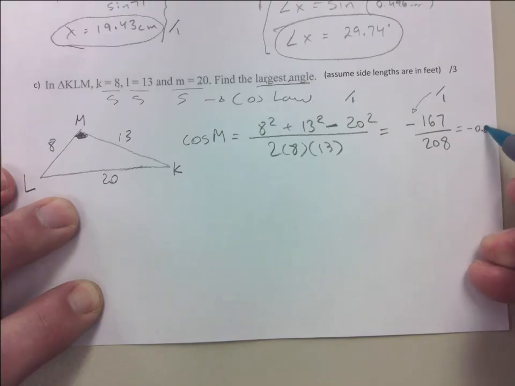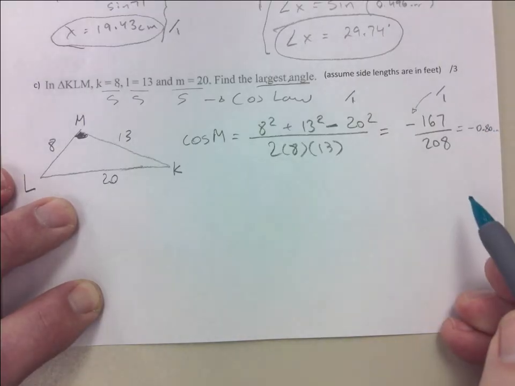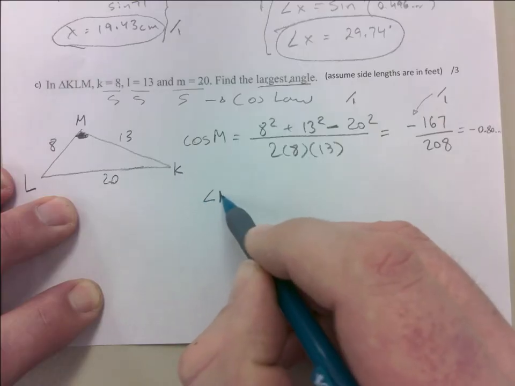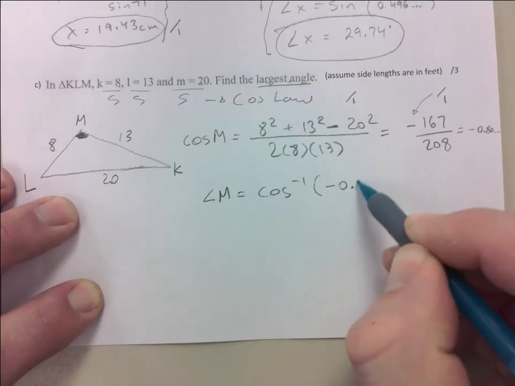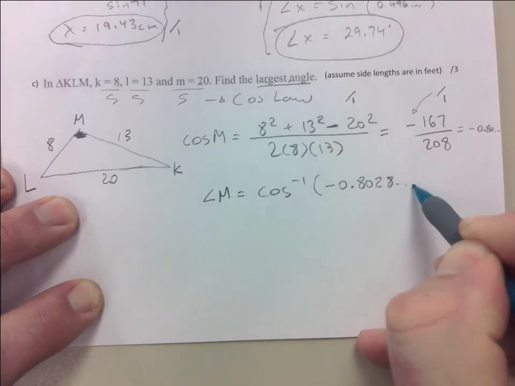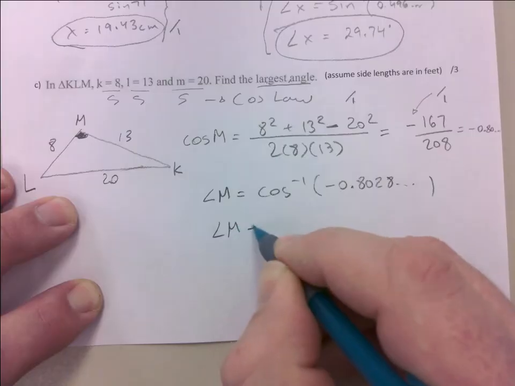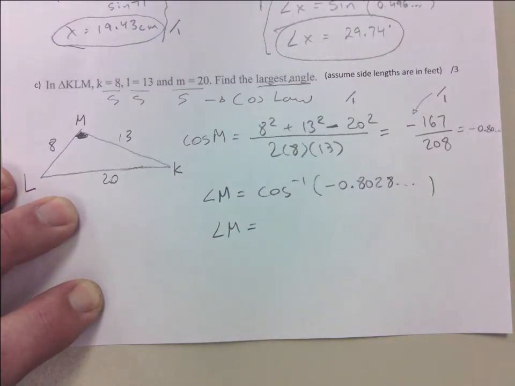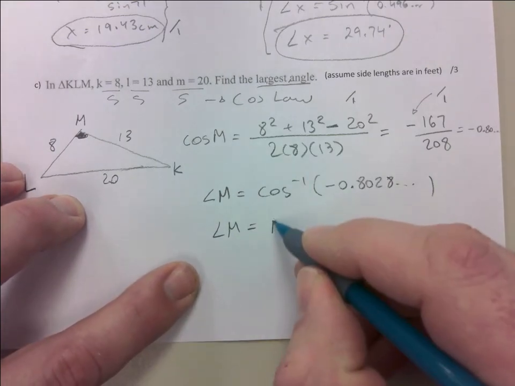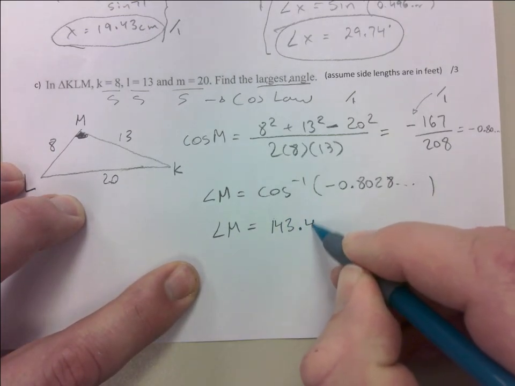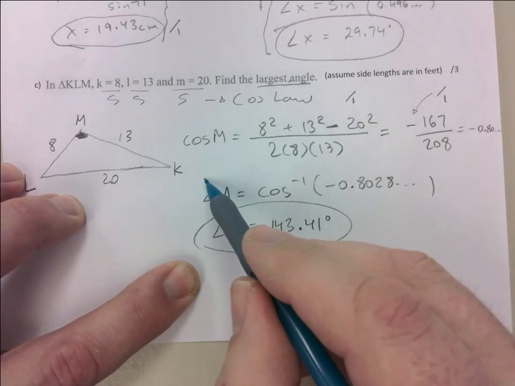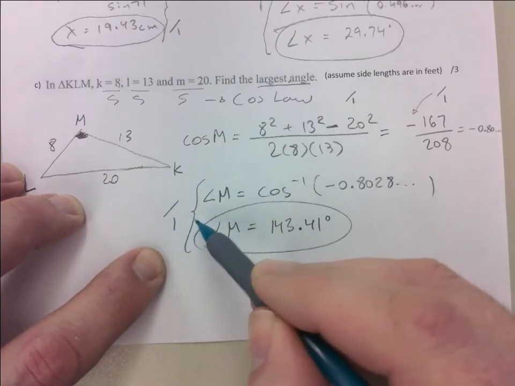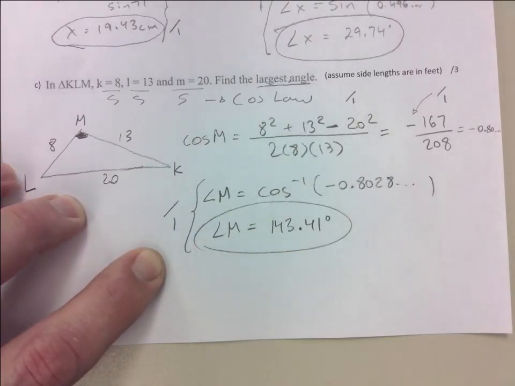0.80288, right? 80 dot dot dot. And so the next line should be m is cosine inverse of negative 0.8028, continued. Shift cosine of my previous answer. I get 143.41 degrees. So I'll give you another mark for the work, including the inverse and the final answer.